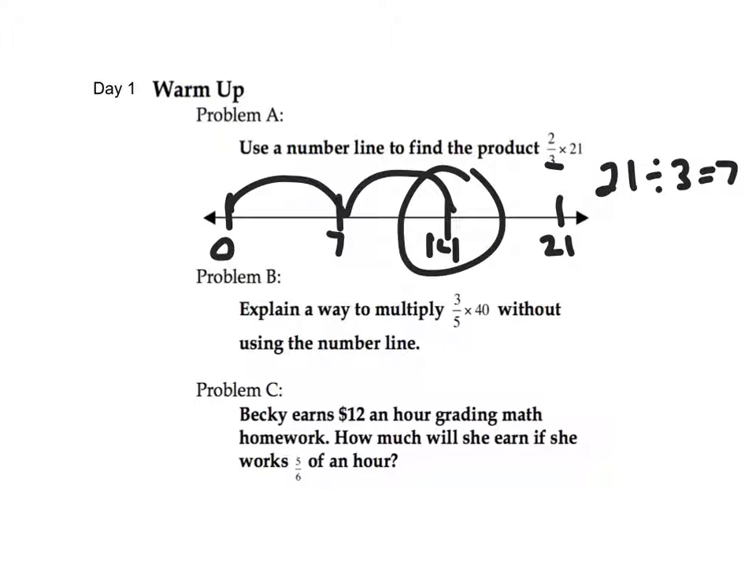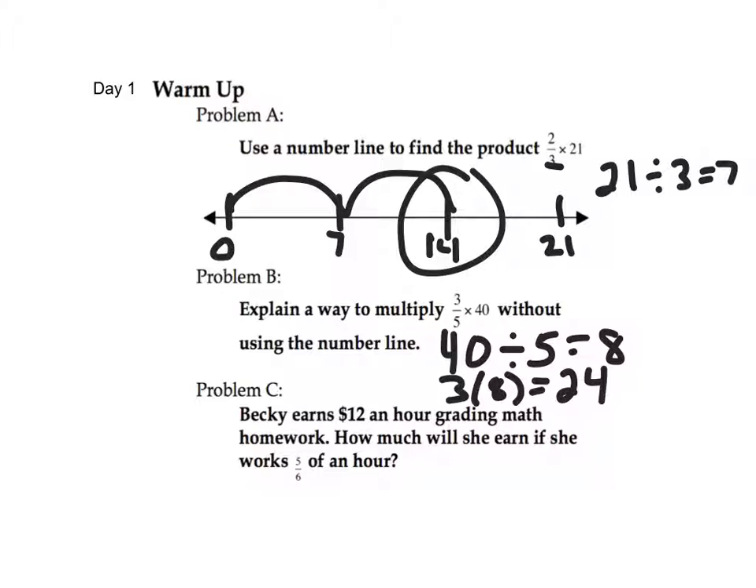Now if you think through the thought process of what we just did, a way we could do 3/5 times 40 without using the number line is I could take 40 divided by 5 because there's 5 sections. So each section's worth 8. Since there's 3 sections, because it's 3/5, I could do 3 times 8 and get an answer of 24. On the last problem, same type of idea. I'm going to take the $12 an hour, split it into 6 pieces. So each piece is worth 2. Since we work 5/6 of an hour, it becomes 5 times 2, or $10.